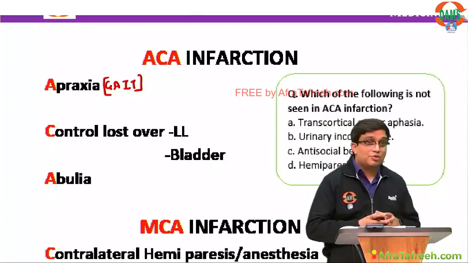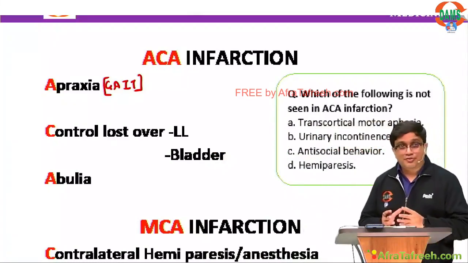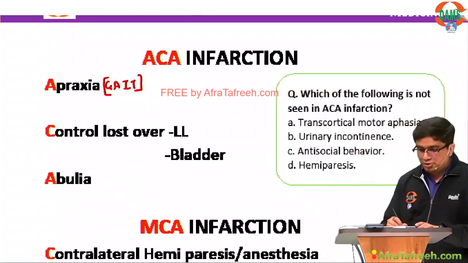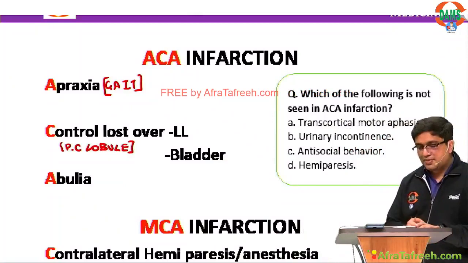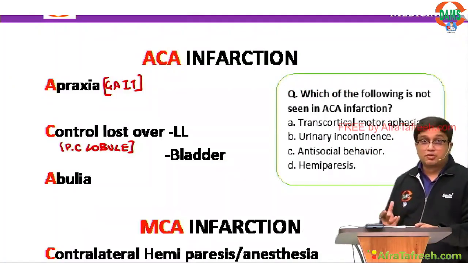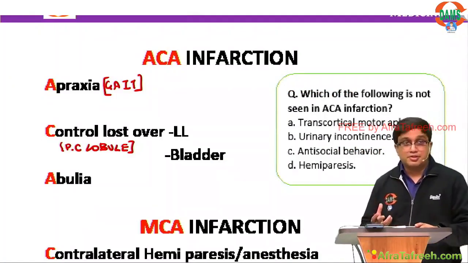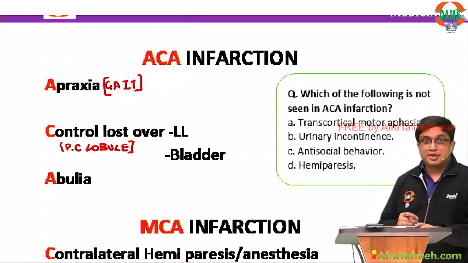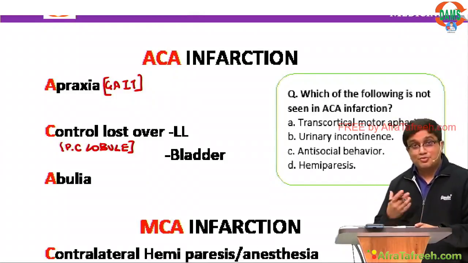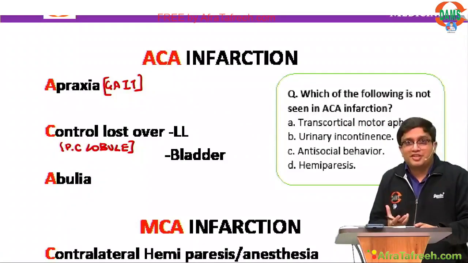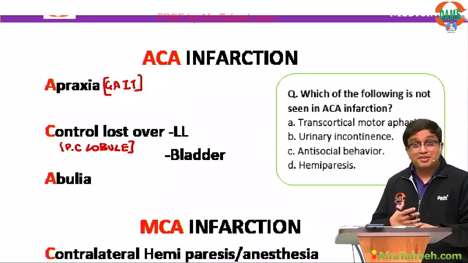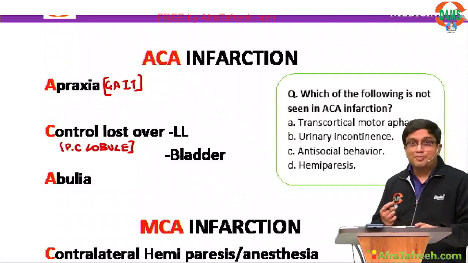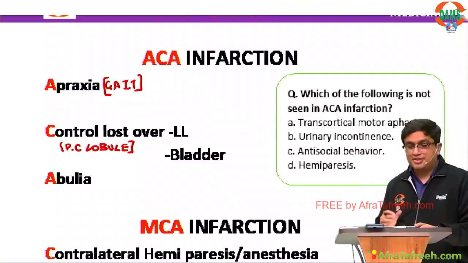They've lost control over the lower limb and the bladder, for the very simple reason that the paracentral lobule, the medialmost part of the brain, is supplied by the anterior cerebral artery. Any lesion over there will cause motor weakness in the lower limb with, of course, urinary incontinence. Abulia. Abulia means doesn't want to do anything, lack of motivation. So these patients often have a lack of motivation to do anything good in life. They are abulic people. So these are the three classical symptoms that we'll find always in an ACA infarction.